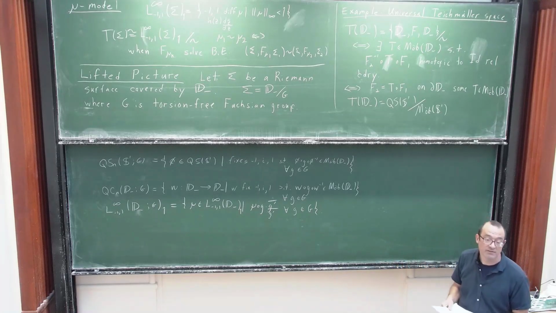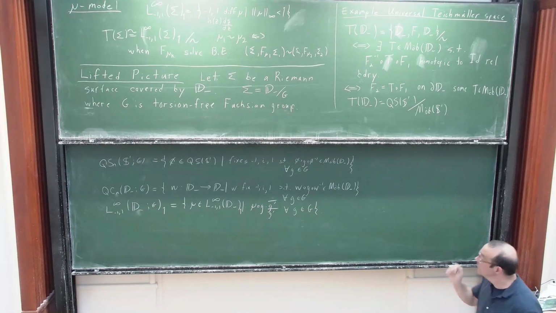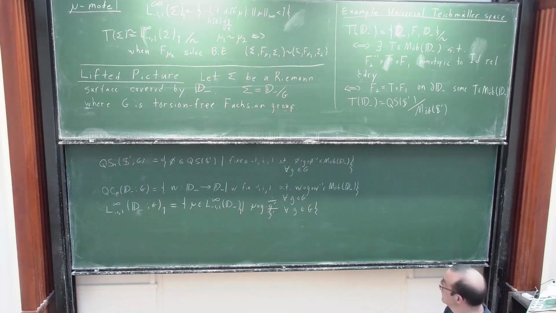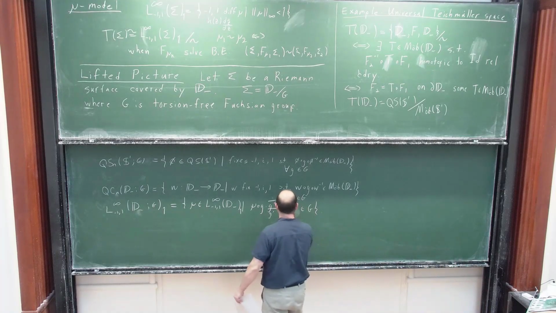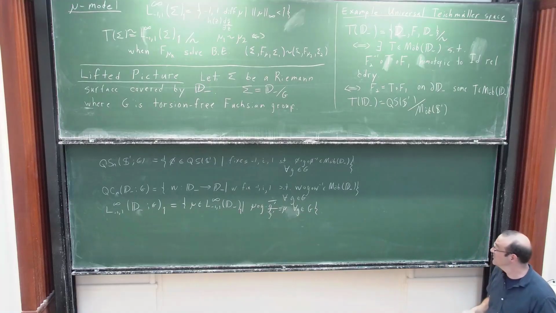Yes? What's the condition on mu on the last line? Sorry, what's the? What is the condition on mu on the last line? Oh, sorry, yeah, there's no equals sign. It equals mu. Sorry about that. Any other questions?